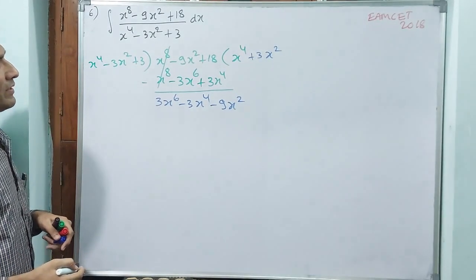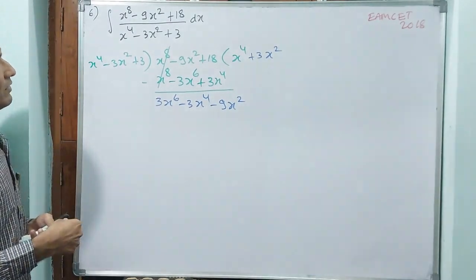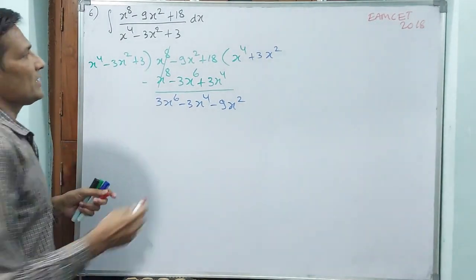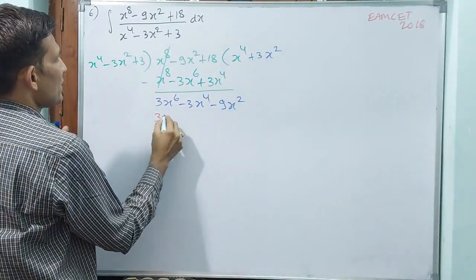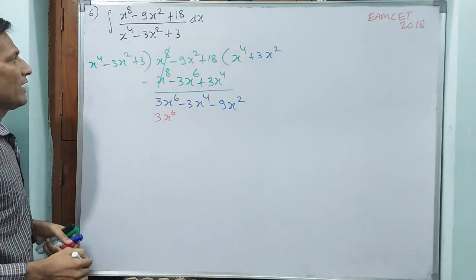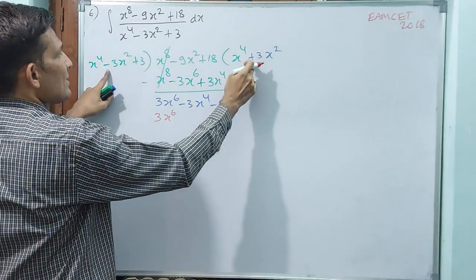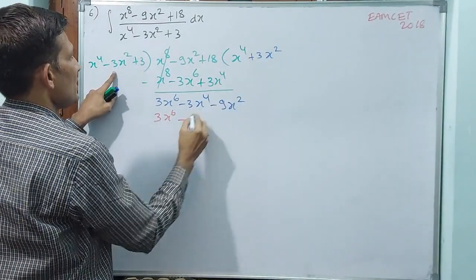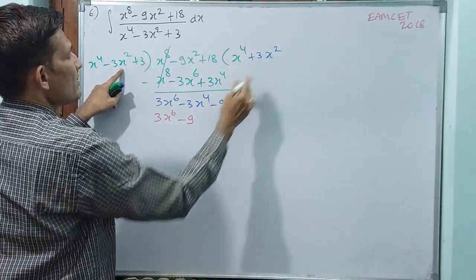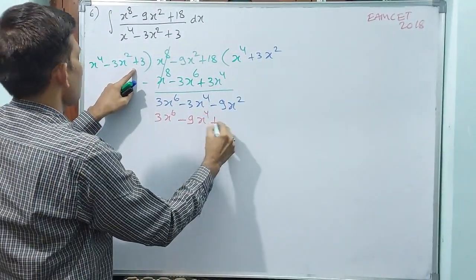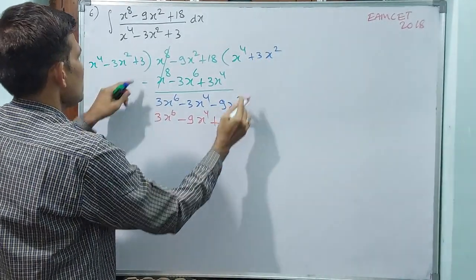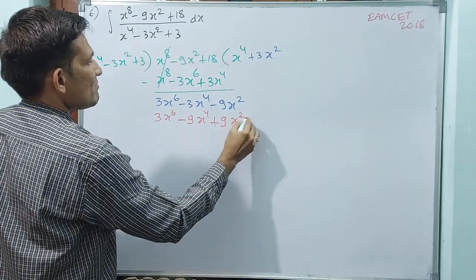Okay? X square. If you make x square, see 3 into 1, 3, x to the power of 4 into x square, x to the power of 6. First term is okay. Now you see minus and plus, minus 3 into 3, 9, x square into x square, x to the power of 4. Plus into plus, plus 3 into 3, 9, x square. Okay?